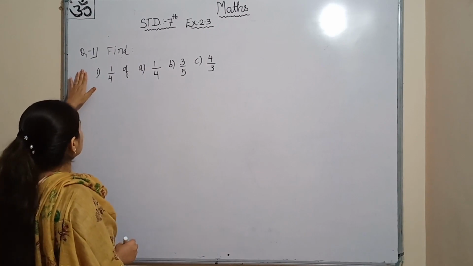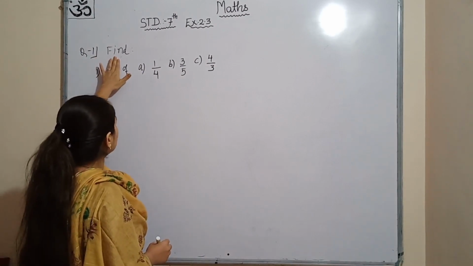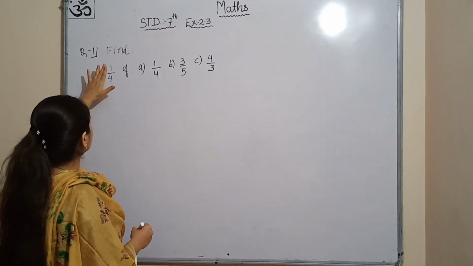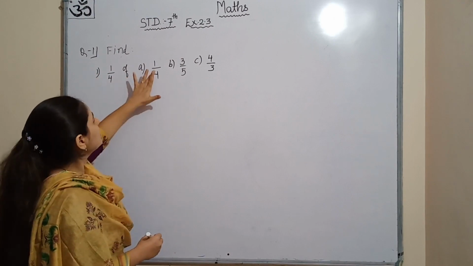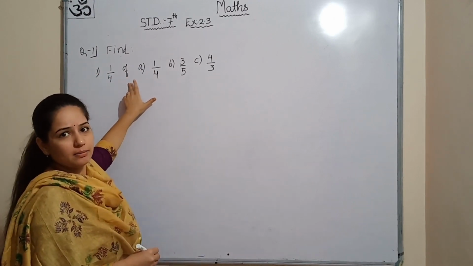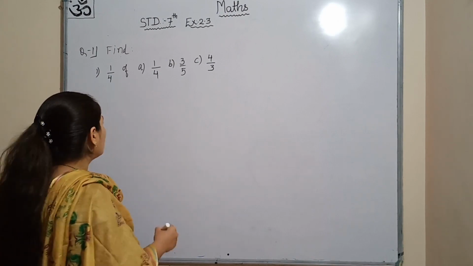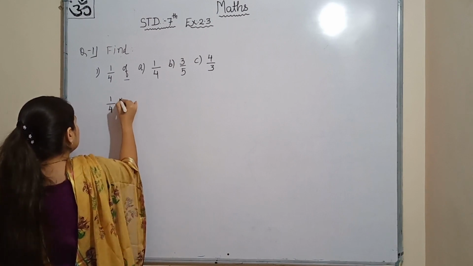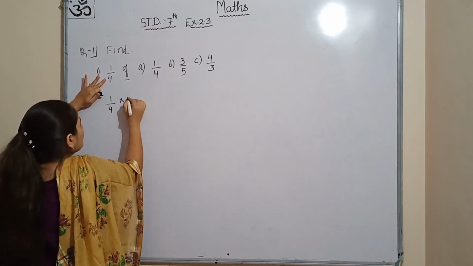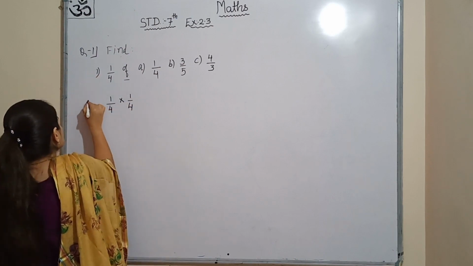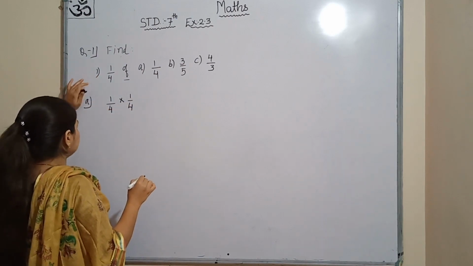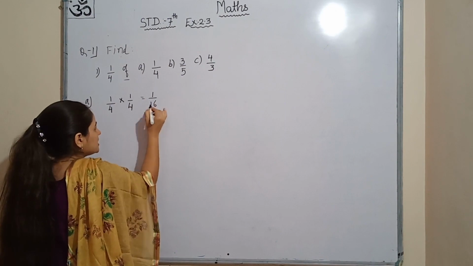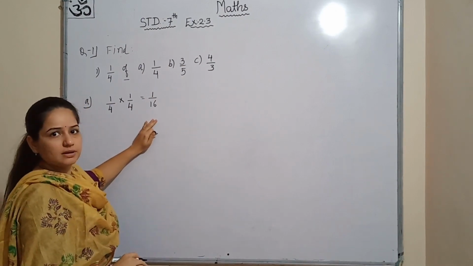Okay, in this question number 1, you are asked to find the value of these given numbers. What you have to do is find 1/4 of 1/4. Of indicates the basic mathematical operator multiply, so we'll multiply 1/4 by 1/4. That is part A of question number 1. Here you can see 1 ones are 1 and 4 fours are 16. So this 1 upon 16 will be your answer.